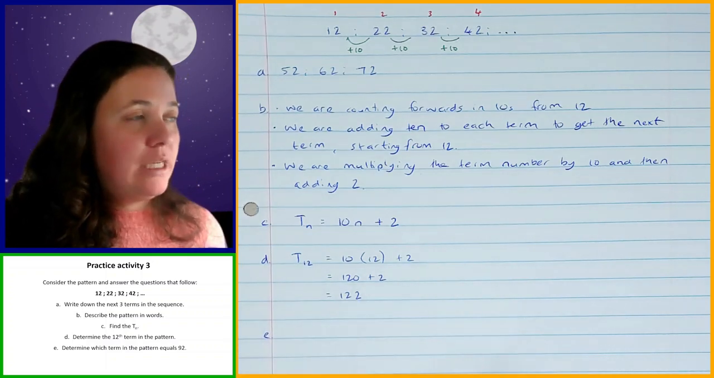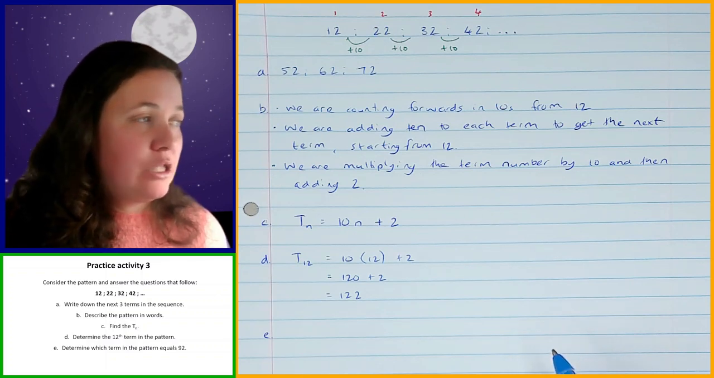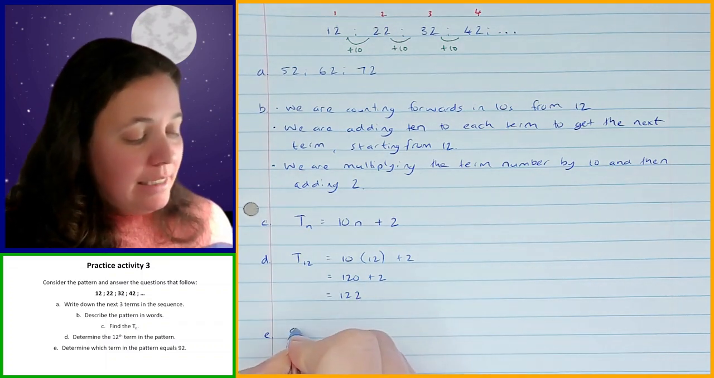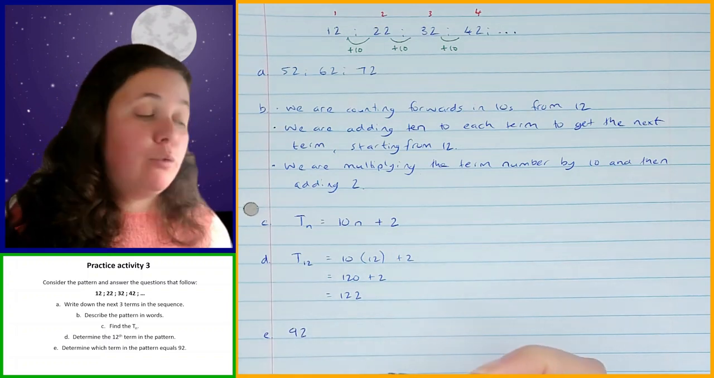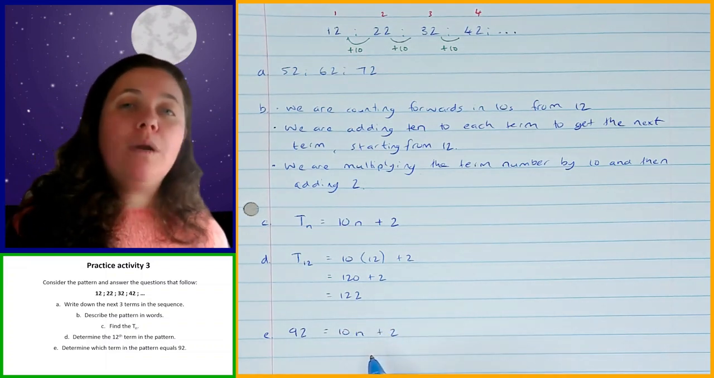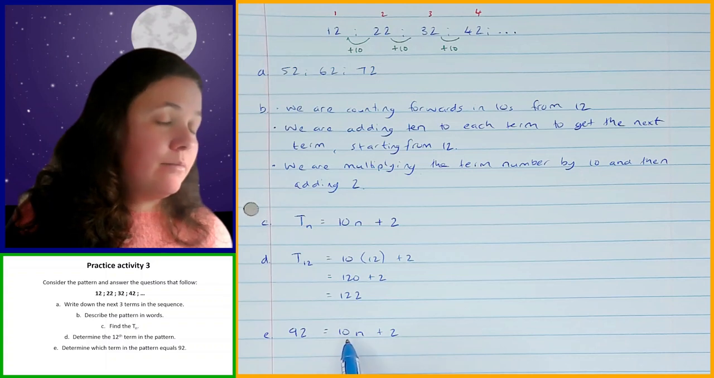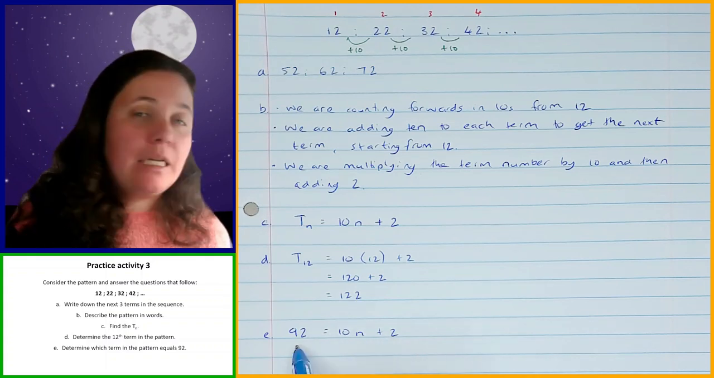And then question E, we have to determine which term in the pattern is equal to 92. Okay, so 92 is the value of the term. I need to work out what the position is, which is n. So 92 equals 10n plus 2. So now I need to know what must I multiply 10 by and then add 2 to get 92.